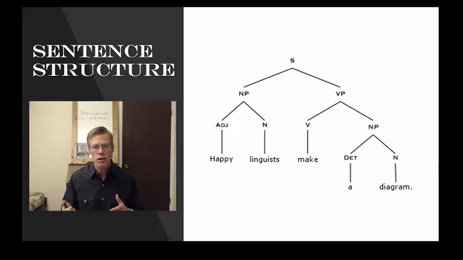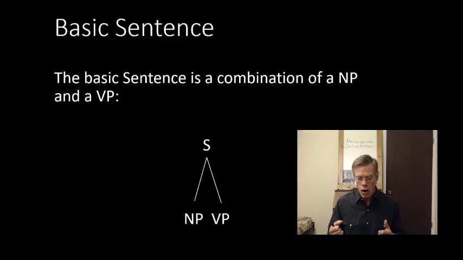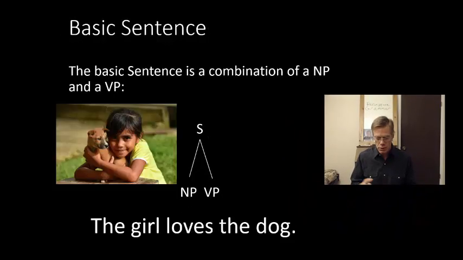And the basic structure in English always hinges on two things. Every sentence has a subject, a noun phrase, and a predicate, a verb phrase. So, for example, we can take a simple sentence like, the girl loves the dog, which has its subject, the girl, and its verb phrase, loves the dog, which consists of a verb, loves, and an object, the dog.